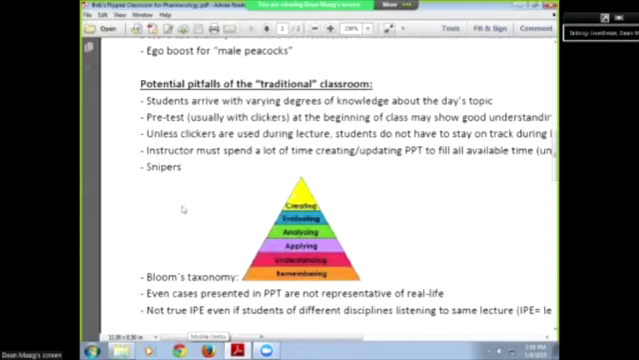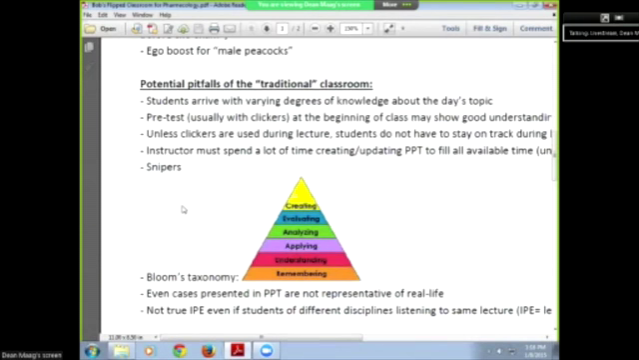Now, what are some of the problems, though? So some of the problems are that students are going to arrive, they've got these varying amounts of information in their heads already. Some of them have done the pre-test, some of them came from nursing, some of them came from wherever, and they're going to be required to wait while you give them the information.